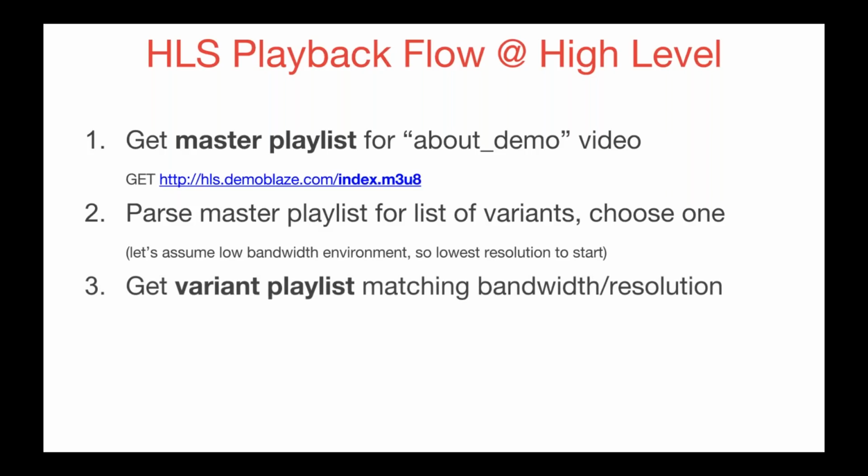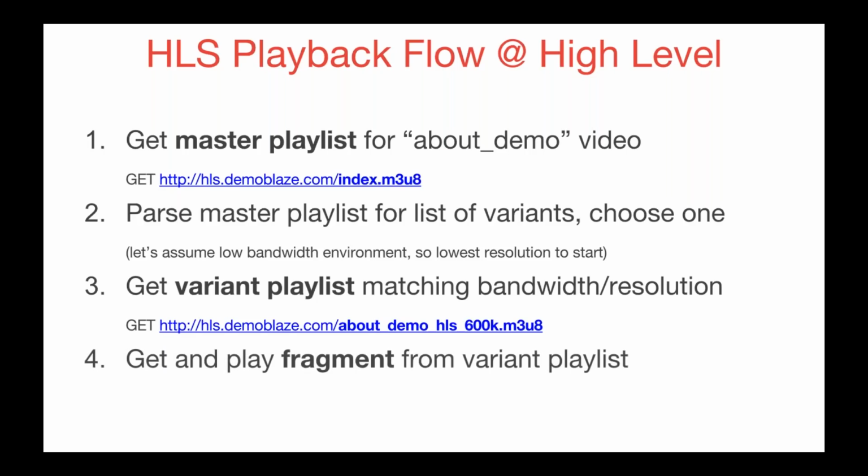And then we'll get the variant playlist that matches the resolution we chose, right? And I say we, but it's obviously the client software doing this for us. We don't have to do anything. So in this case, we're going to get this 600K M3U8 playlist. And that file is going to contain a list of fragments, and we'll go get the first fragment in that playlist in order to start playing, right?